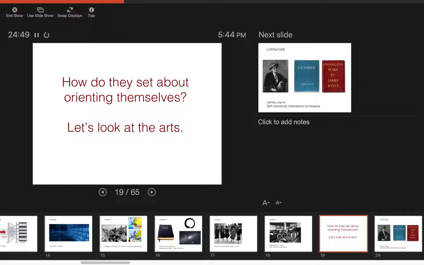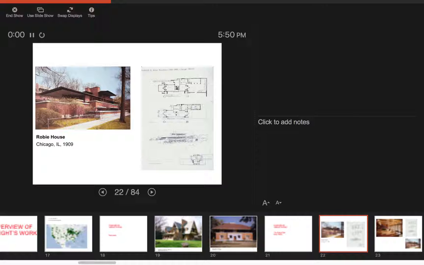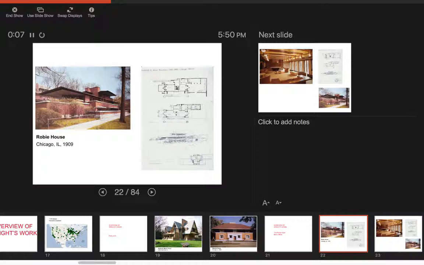So this is Frank Lloyd Wright's Robie House. It's an icon of modern architecture. 1909, around the same time as Picasso's Cubism. And Wright introduces what's called the open plan. So instead of the key rooms being in boxes like we see here, the main rooms flow one into another in an open space, open plan. And this is reflective of the changing social structure of the family.